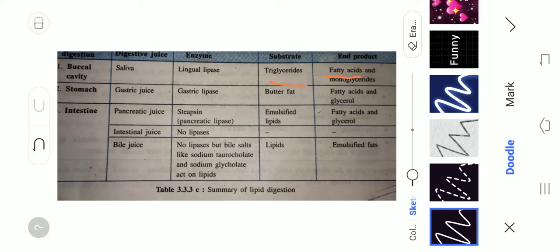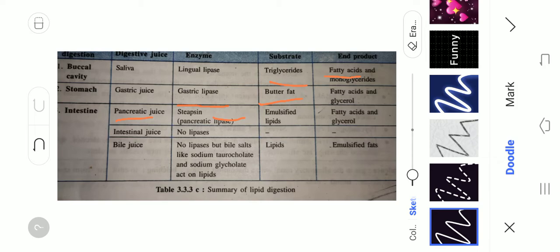In the stomach, the gastric juice secretes one enzyme called gastric lipase. It breaks down the butter fat into fatty acids and glycerol. Then in the intestine, the pancreatic juice secretes pancreatic lipase, which is also called steapsin. This breaks down the emulsified fats or emulsified lipids into fatty acids and glycerol.